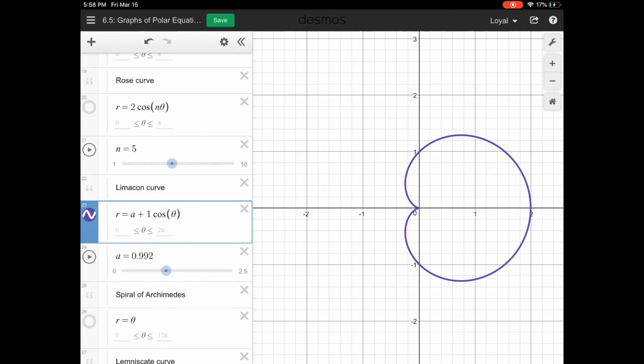And you kind of see it's a cardioid because if you were to turn your screen, or tilt your head, you kind of see, hey, it looks kind of like a heart. It looks kind of like the cardio part of your cardiovascular system. So we'd call this a cardioid.